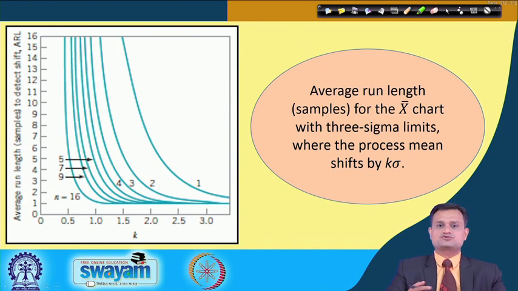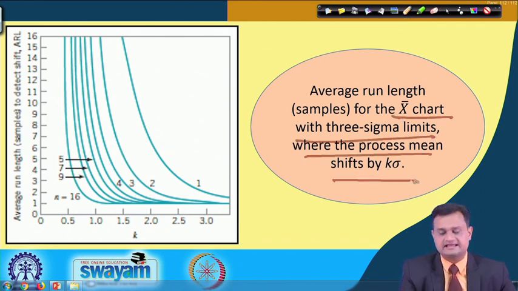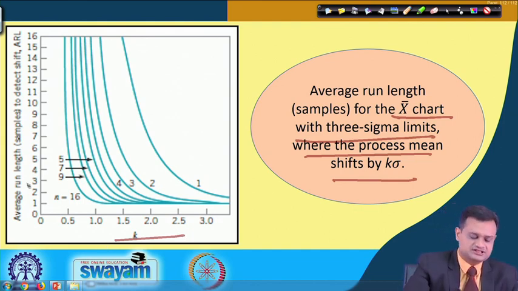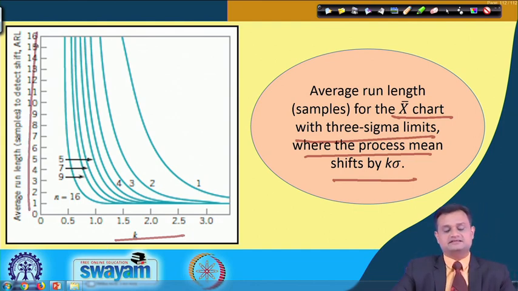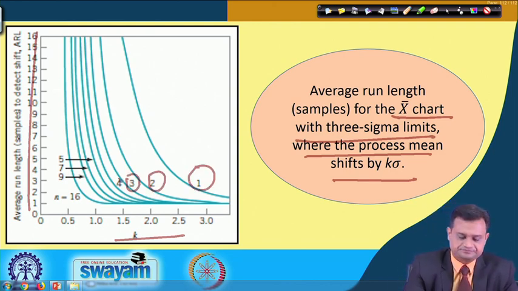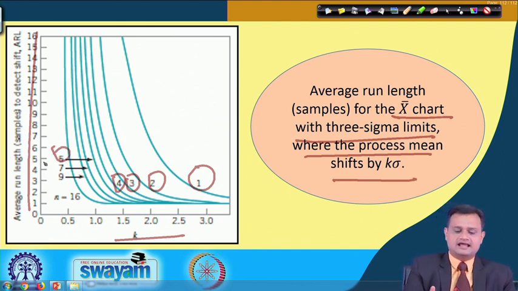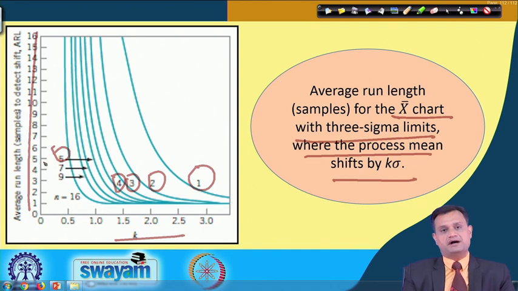Now let us try to appreciate this in terms of the OC curve, or typically the ARL curve here. This is the average run length curve for the X bar chart with 3 sigma limits and a k sigma shift. The logic remains the same; here, instead of beta, I am putting the average run length. What you see here are the values of n. As my n increases, again I am getting better discriminatory power.